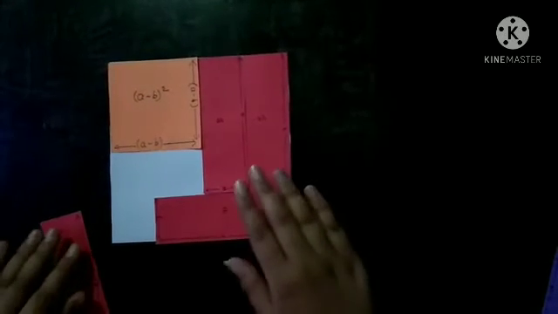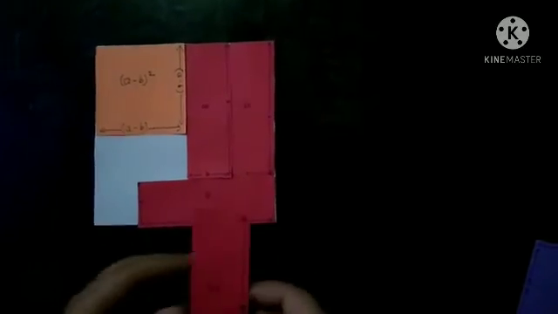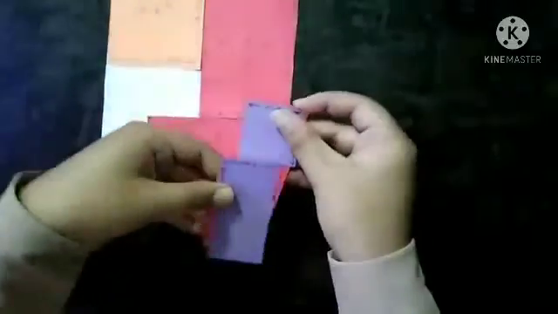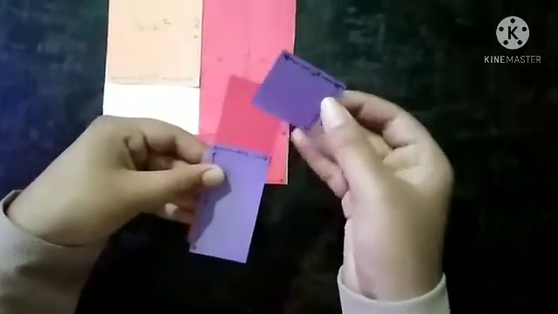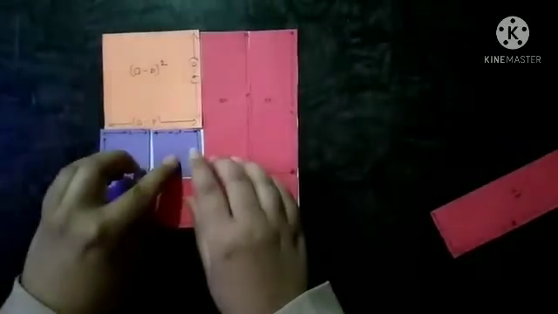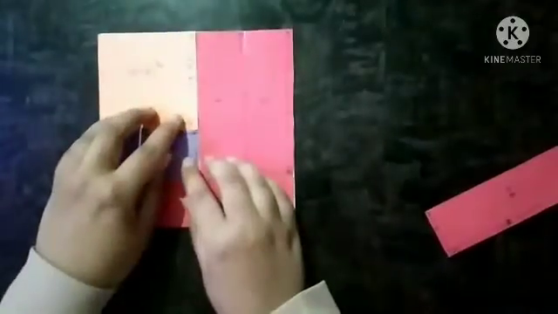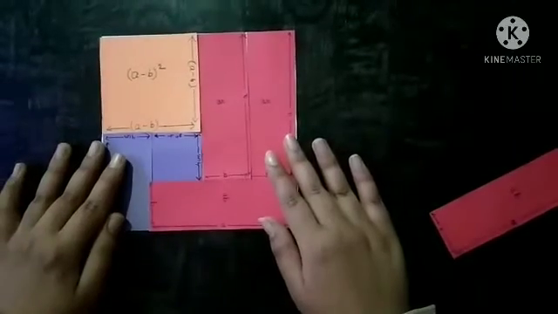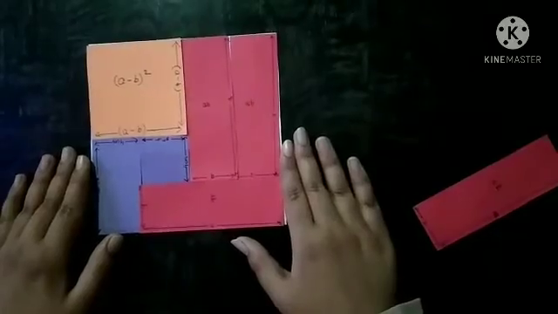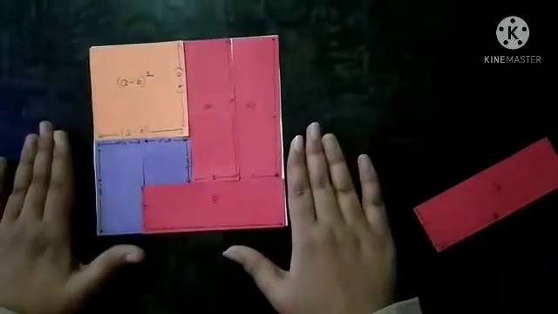Now we have completely placed these three cutouts, and now you can see that these two cutouts, one of dimension 4 by 4 centimeters and another of dimension 4 by 8 centimeters, completely cover 4ab, and we'll put these on the remaining portion. Now this verifies that (a + b)² − (a − b)² completely covers 4ab.